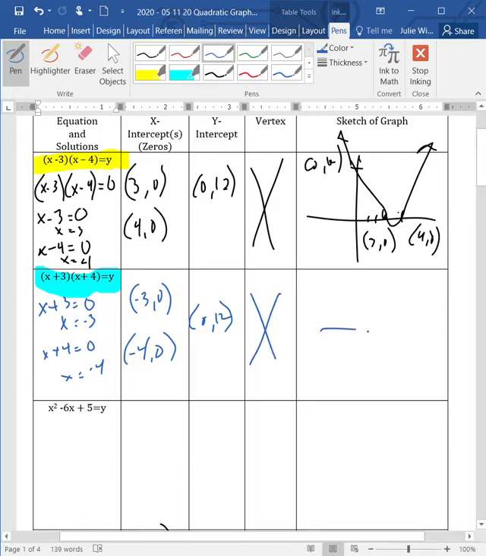Let's draw our little graph here. So I have one here, here, and let's just say this is up at 0, 12. It's not pretty, but you get the idea, okay? And it's opened up like a smiley face, right? Okay. Alrighty, so now let's go on to the next one.